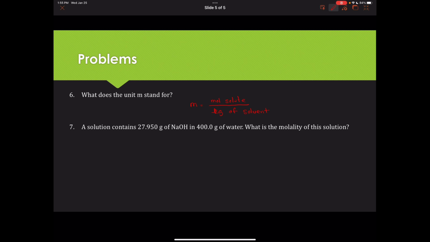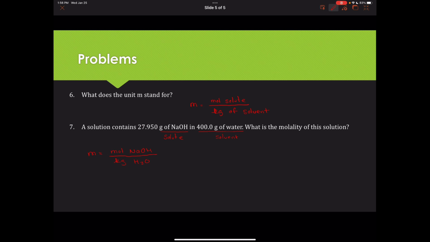So if we look at our next problem, number 7, we've got a solution containing 27.950 grams of sodium hydroxide in 400 grams of water. And we're asked for the molality of the solution. Again, we know how to break this down. My solution contains sodium hydroxide, so that is my solute. It's in the water, so that is my solvent. We're looking for the molality, so I need moles of sodium hydroxide divided by kilograms of the solvent, which is water.